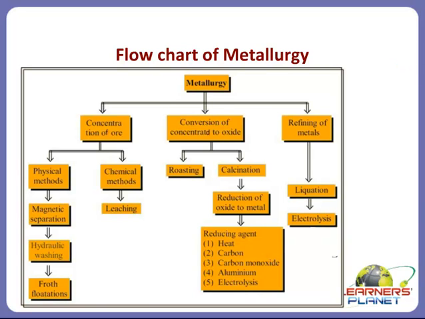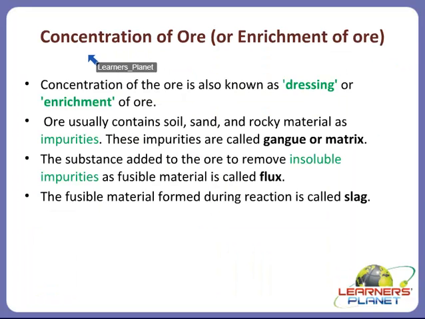Now let's start with concentration of ore. So concentration of ore or enrichment of ore. Now how is it done? Concentration of the ore is also known as dressing or enrichment of ore. Now your ore usually contains soil, sand and rocky material as impurities. Now these impurities are called gangue or matrix.